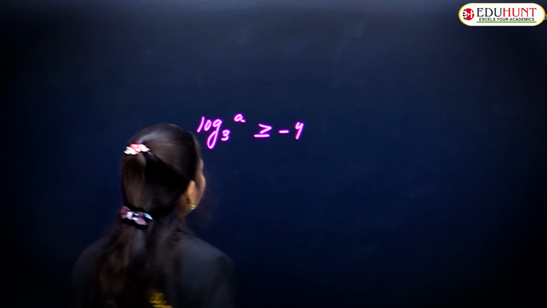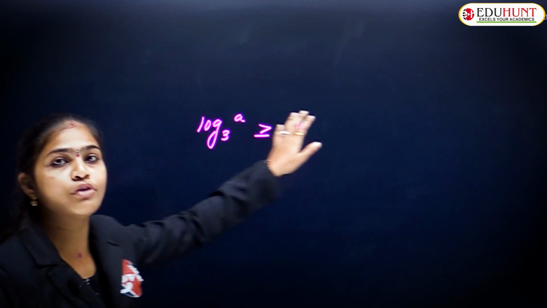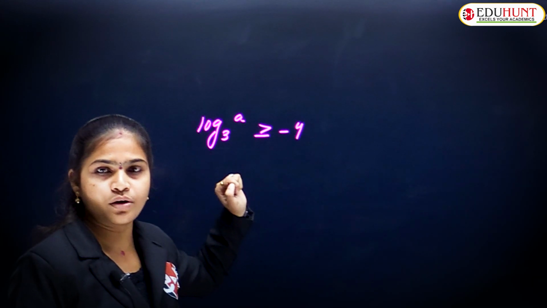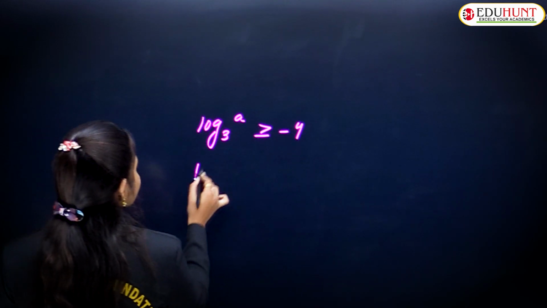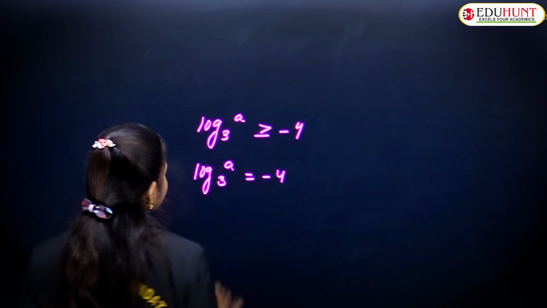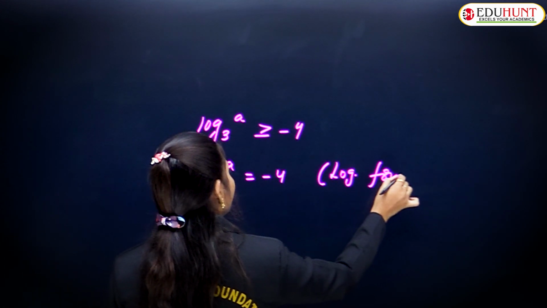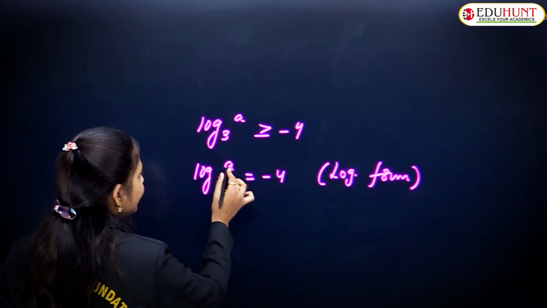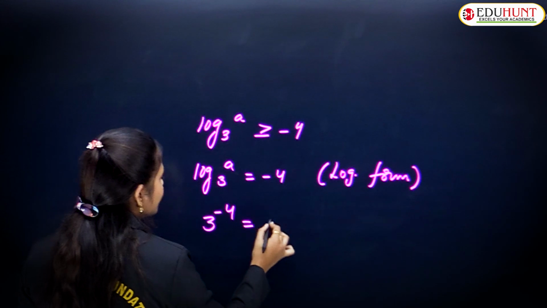Minus 4. So here greater than equals to is there, no? So this is in the form of logarithmic form. So convert this one into that exponential form. So to convert into that exponential form, we can consider this as log a to the base 3 which is equals to minus 4. This is a logarithmic form, log form. Now convert into that exponential form, then we will get 3 power minus 4 is equal to a.